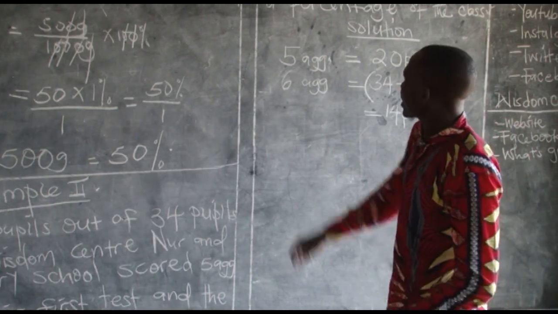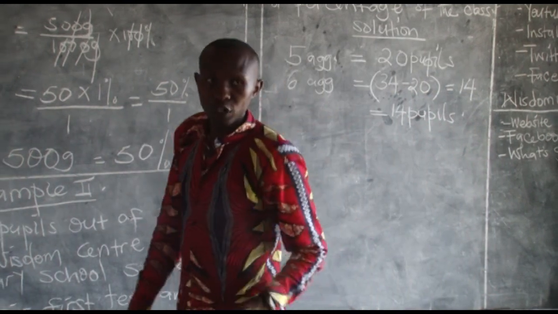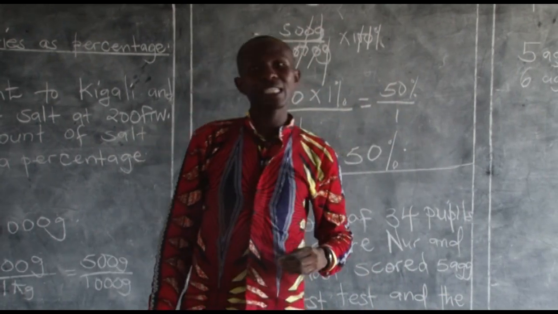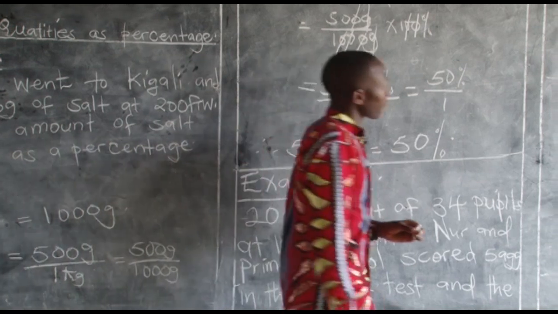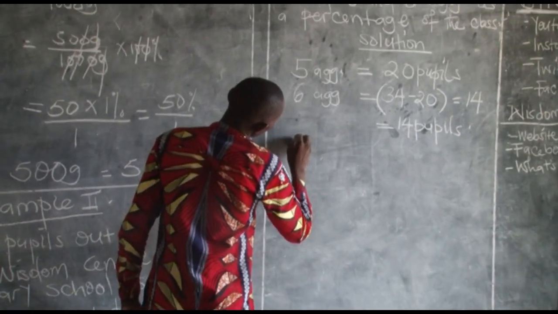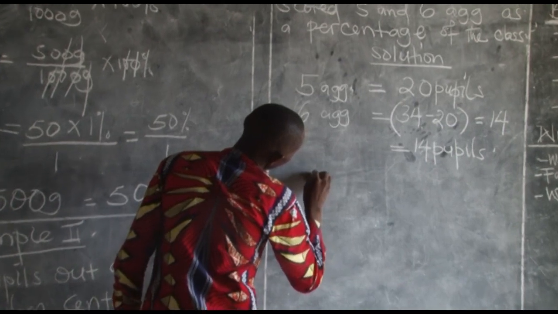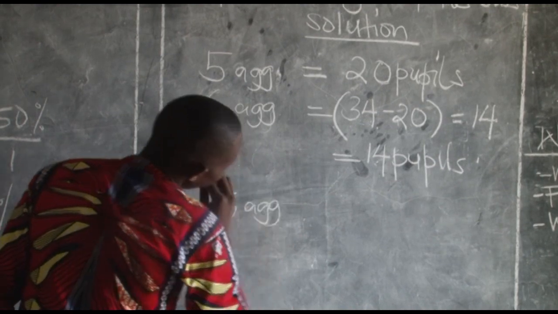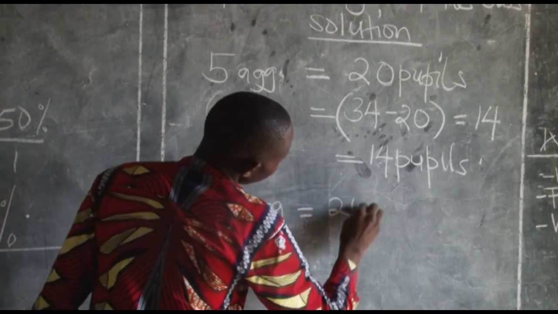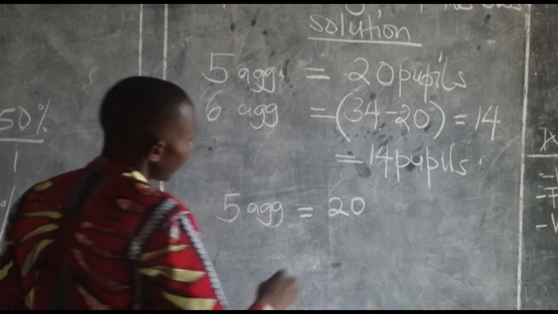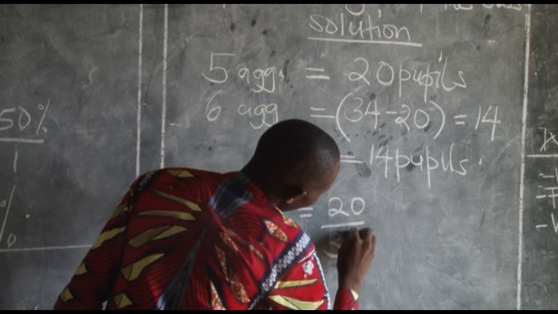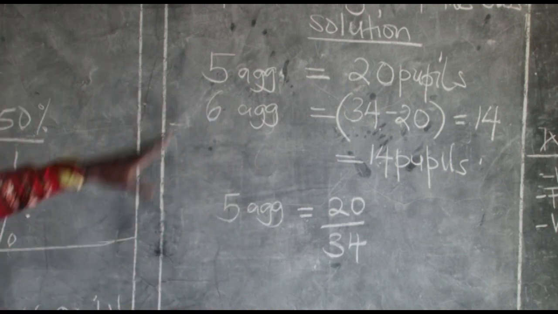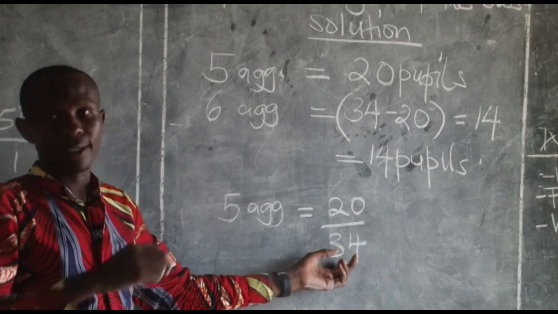So let's express those who got 5 aggregates. How many are they? And we express that number as a percentage. We shall say the ones who got 5 aggregates, they were 20. But out of how many? Out of 34. That was the number of pupils in the whole class.